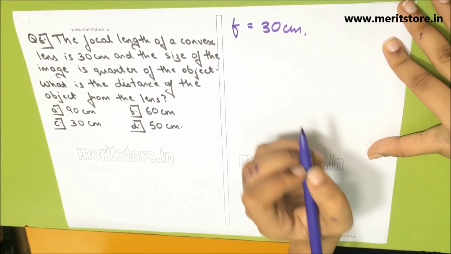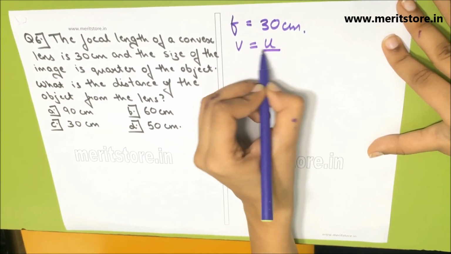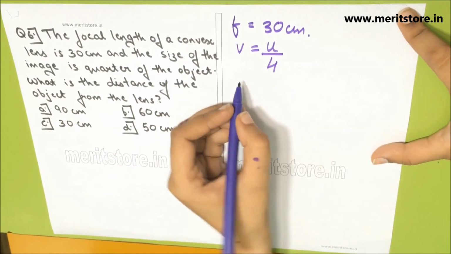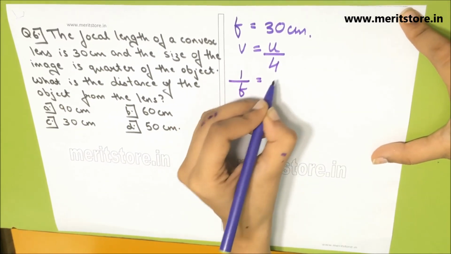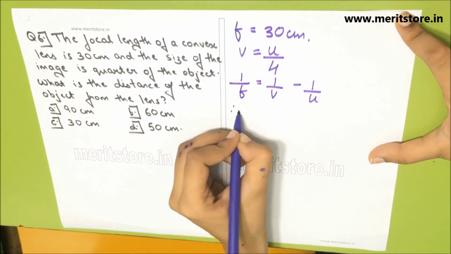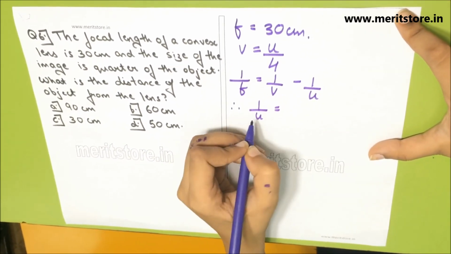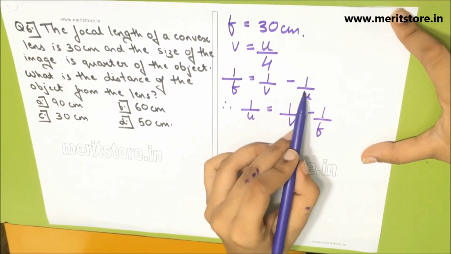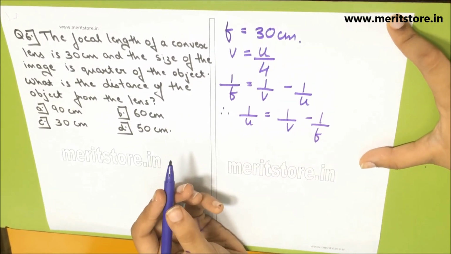And we have been given that V is U by 4. So now by using the formula, we have 1 by F is equal to 1 by V minus 1 by U. Therefore, 1 by U would be 1 by V minus 1 by F. We have just shifted 1 by U to the opposite side.